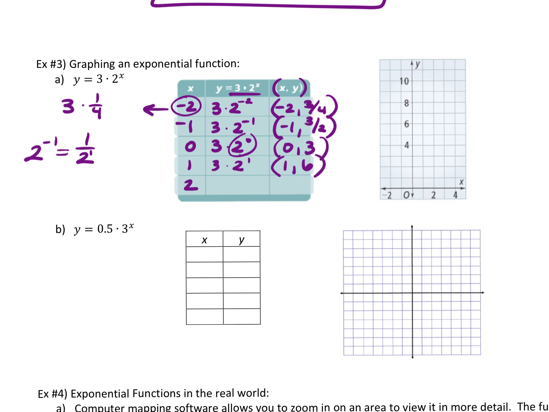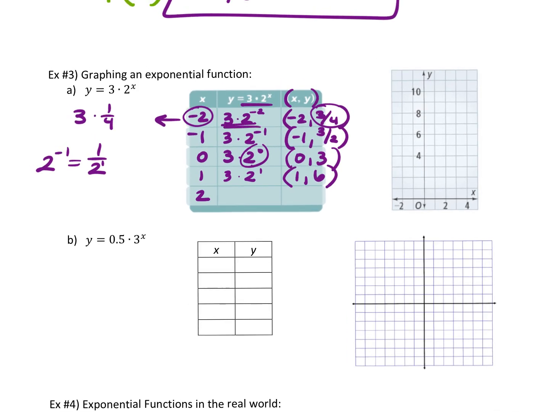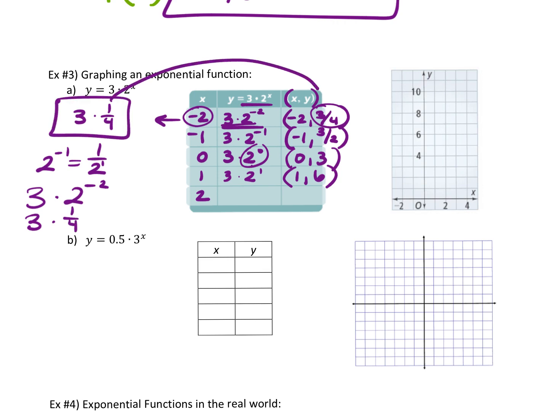Wait, so non-negative exponents are like this? No, we got rid of the negative exponent. Right? We turned it into 3/4 instead of 3 times 2 to the negative second. Well, but it's still negative. Right, but that's what we're solving. We're solving 3 times 2 to the negative second, which is 3 times 1/4. So I did this to get me 3/4. So you're going to plug it in as a -2, but then solve, which is going to get rid of your negative. Yeah. Okay, last one.